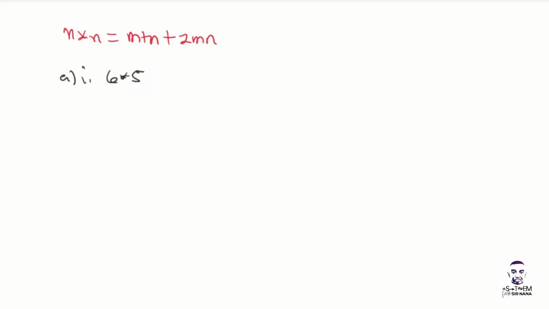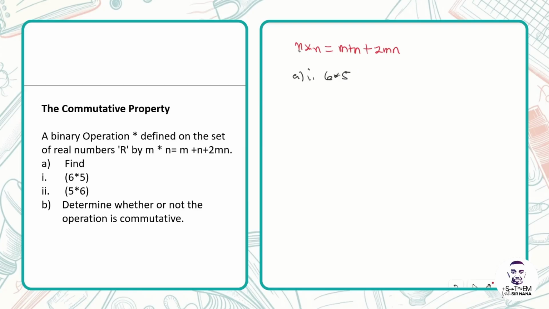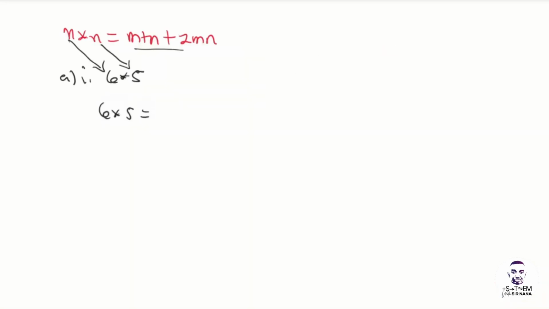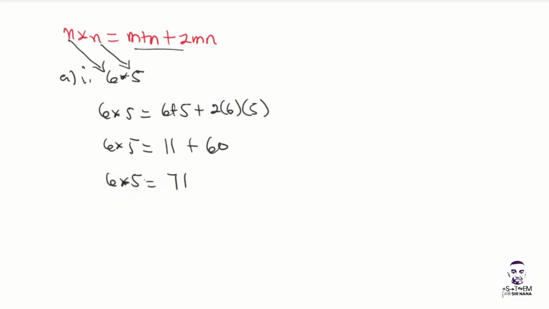As you all know, what we are supposed to do is that wherever we see M, we must replace it with a 6, and wherever we see N, replace it with a 5 in the operation here. So our 6 operation 5 becomes equal to 6 plus 5 plus 2 multiplied by 6 multiplied by 5. So 6 plus 5 gives us 11, plus 2 multiplied by 6 gives us 12, 12 times 5 gives us 60. So our 6 operation 5 will give us 71.